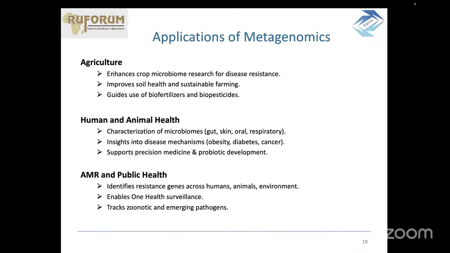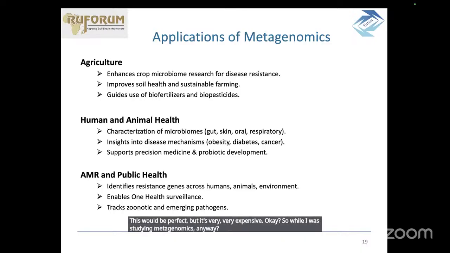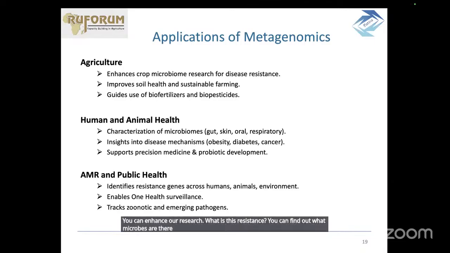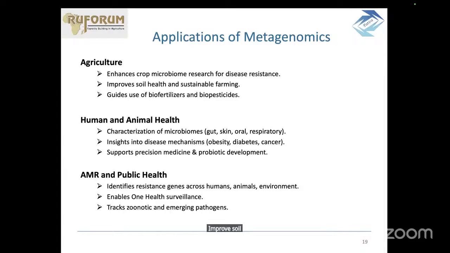Okay? So why are we studying metagenomics anyway? Metagenomics has applications too. In agriculture, how can I apply it? It can enhance our research for disease resistance. You can find out what microbes are there, improve soil health, sustainable farming, and guide the use of biofertilizers and biopesticides.